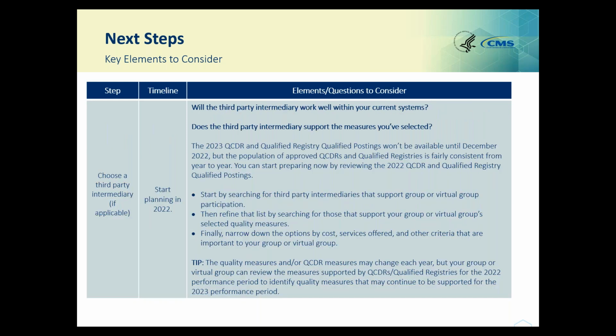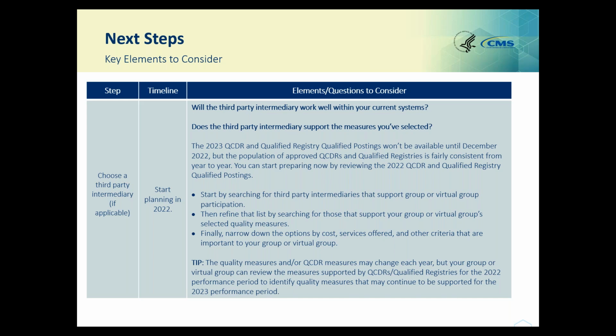Step 4. You will choose a third-party intermediary if you want a vendor to submit data on your behalf. You will start your selection of a third-party intermediary in 2022. The key elements to consider include the following. Will the third-party intermediary work well within your current systems? Does the third-party intermediary report the same measures you've selected?